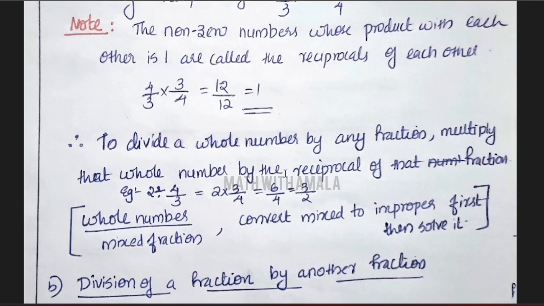So if we take some non-zero numbers whose product with each other is 1, then they are called reciprocals of each other. 4 by 3 is the reciprocal of 3 by 4, as well as 3 by 4 is the reciprocal of 4 by 3. Therefore, to divide a whole number by any fraction, multiply that whole number by the reciprocal of that fraction. Let us have an example. 2 divided by 4 by 3 means you have to multiply it with the reciprocal of 4 by 3, which is 3 by 4. So the answer is 2 into 3 by 4, which is equal to 6 by 4, that is 3 by 2.